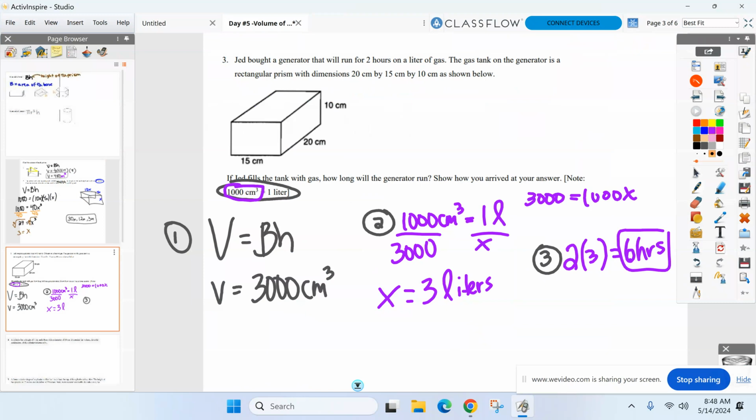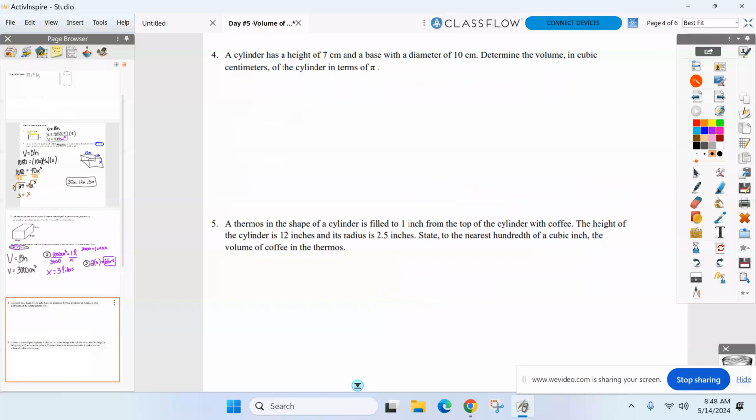All right, you ready for cylinders? A basic cylinder problem before we get tougher. Look at that bad boy. Height of 7 centimeters, so that should be connecting the bases. Diameter of 10. We got that. What's the volume in terms of pi?